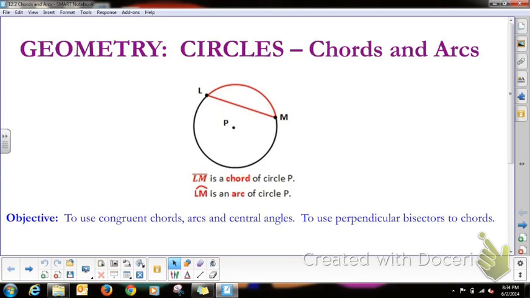In this diagram, segment LM is a chord because it has endpoints on each side of the circle, but it doesn't go through the center point P, so it's not a diameter. And LM is an arc of the circle.